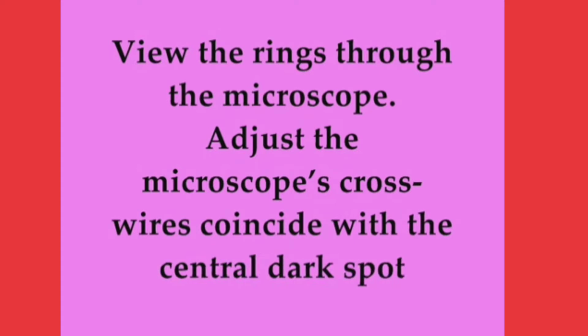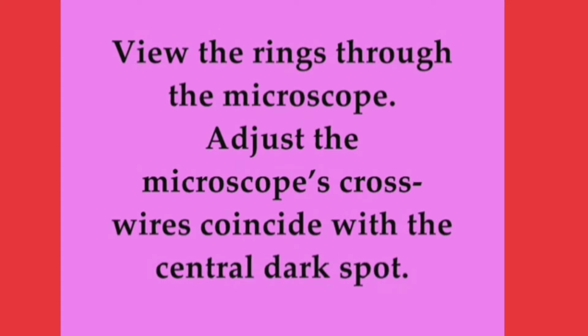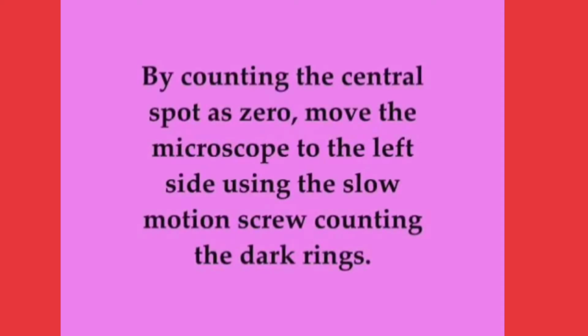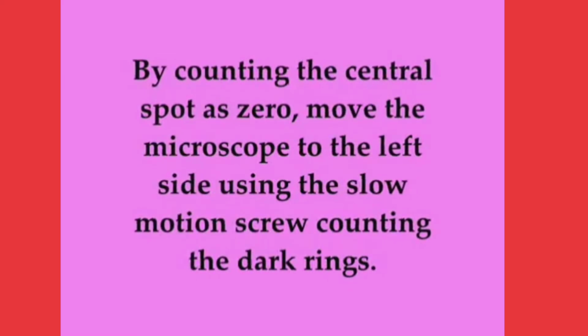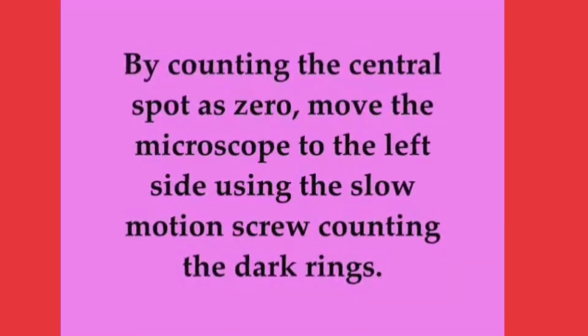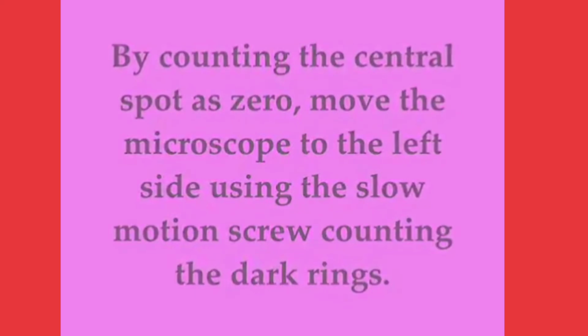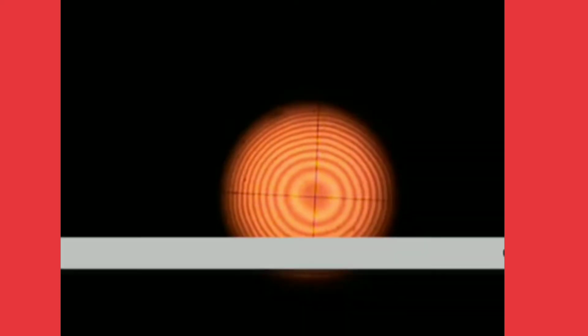Adjust the microscope's crosswires to coincide with the central dark spot. In between the lower surface of the plano convex lens and the upper surface of the plain glass plate, an air wedge of varying thickness is formed. There, these rings are formed. At the center, we can observe the dark spot. From that, we can observe concentric circular bright and dark rings. The bright rings are due to constructive interference and the dark rings are due to destructive interference.